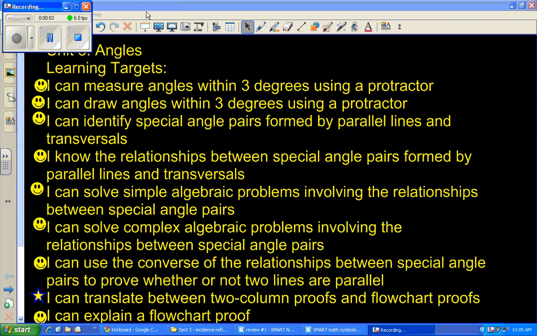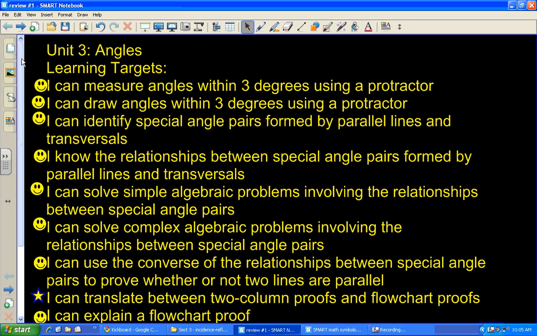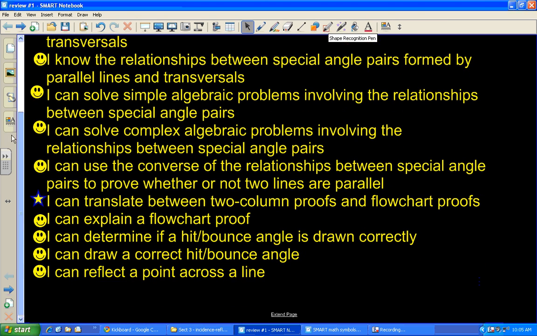Alright guys, welcome to the last part of your review, the second part for your unit test on angles, unit 3. I'm going to try and keep this one fairly short as well. I'm not going to go into a whole lot of detail. Most of you worked through the practice test today and asked the questions you needed to, but just make sure you all know exactly what's happening.